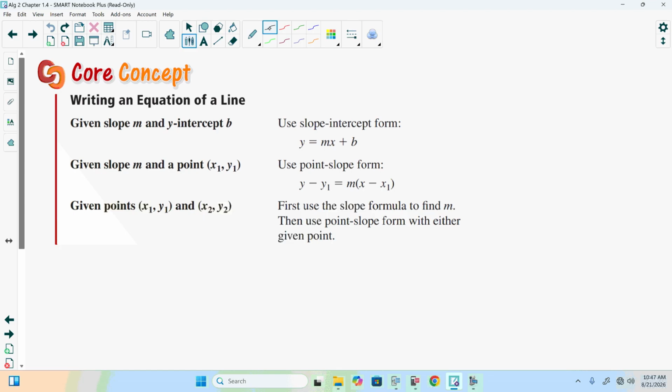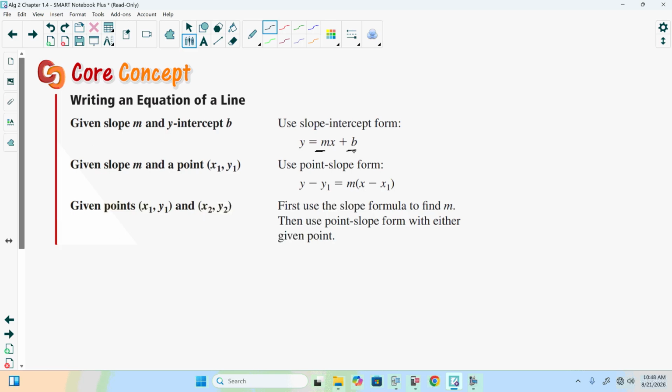Y equals mx plus b is slope-intercept form. Do you know why we call it slope-intercept form? X and y are the independent and dependent variables. They're just going to be a part of the equation, yes? So the other 2 main parts for this equation are the m and the b value. M is representing what? Slope. B represents the y-intercept.